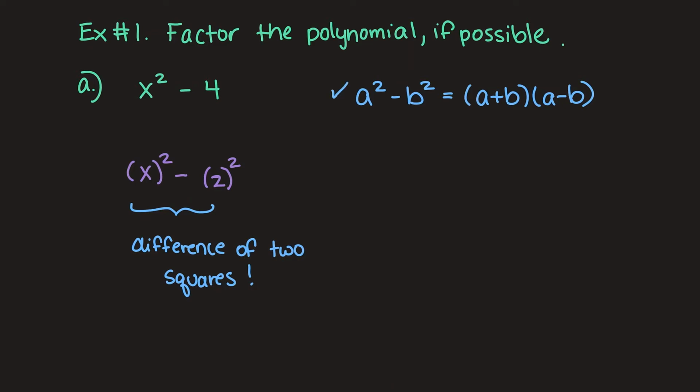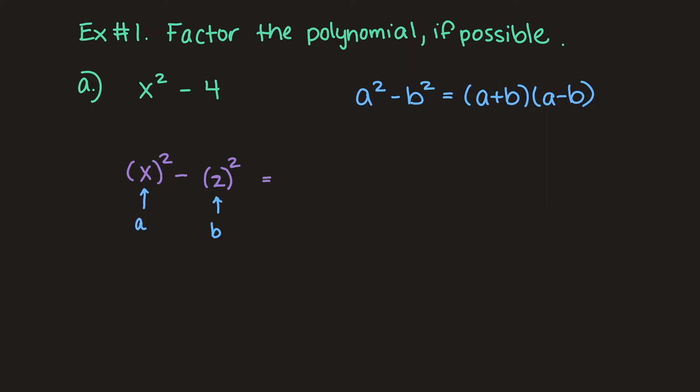Therefore, we can use the following formula. So following the pattern, x is a and 2 is b. So our factored form is (x + 2)(x - 2). And now we have factored the polynomial.